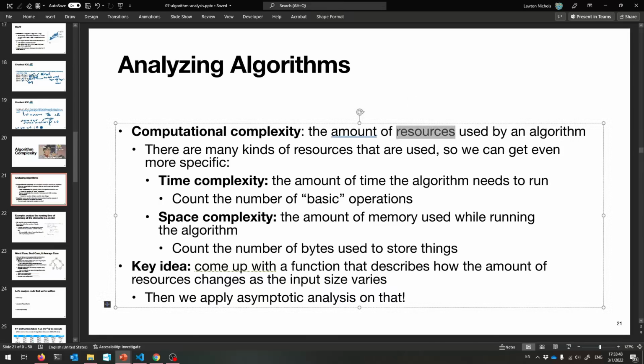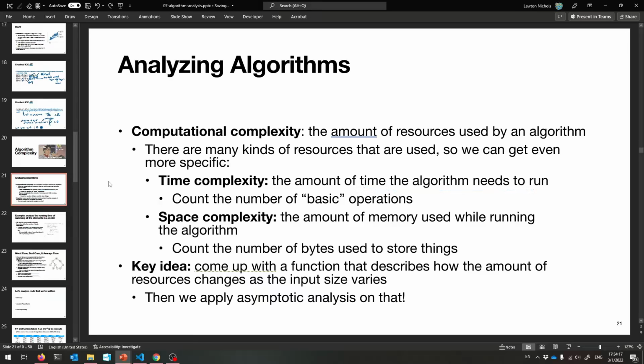And resources is a very vague term. There are a bunch of different kinds of computational resources that we can ask about and analyze when we analyze our algorithms. So let's be more specific and pretend that we care about just these two in this class. We care about the time complexity and the space complexity of an algorithm, okay? And so time complexity, that's the one we care most about usually. That's the amount of time the algorithm needs to run given an input, given a certain size of the input, okay?